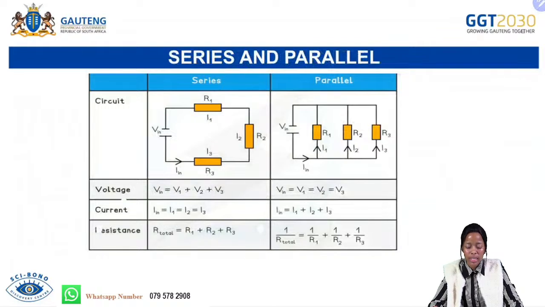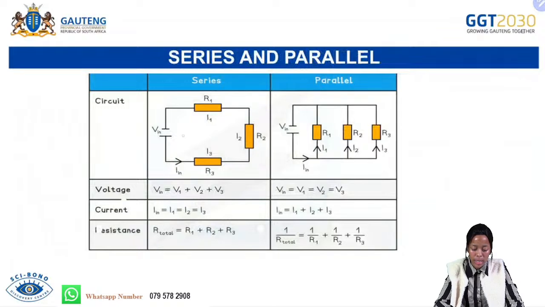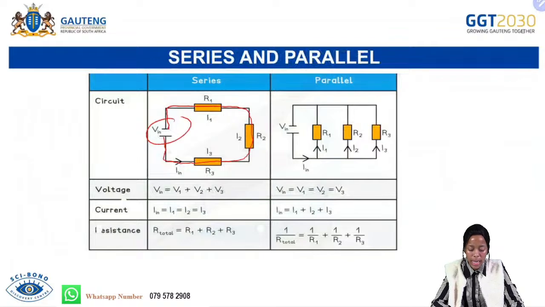Then we have series and parallel circuits. So we know that when it comes to a series circuit, the current will be the same. If this is our cell, the current will be flowing, according to conventional current, from the positive terminal to the negative terminal. So the current will be the same at all the points. If we measure the current at this point or at this point or at this point, the current is the same. But when it comes to a series circuit, the voltage is divided.